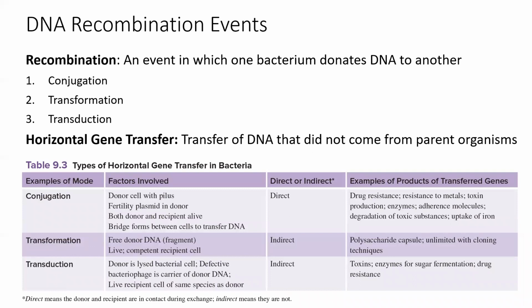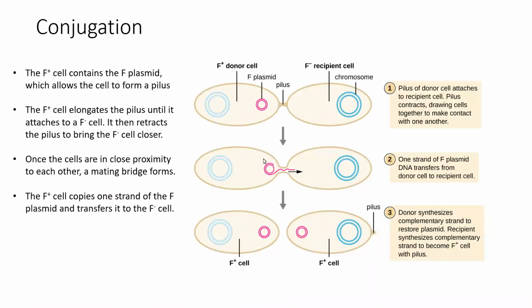Those three forms of horizontal gene transfer are called conjugation, transformation, and transduction. So let's talk about conjugation first. With conjugation, this process does involve cell-to-cell contact, and the pilus is going to be the structure that mediates this cell-to-cell contact. If you look at the top picture, originally these cells start out in separate places. They're not always joined like you see there.